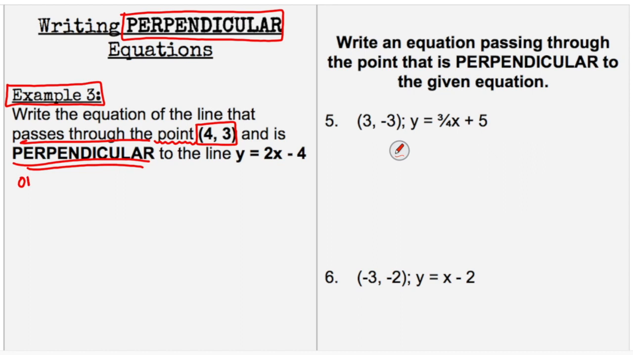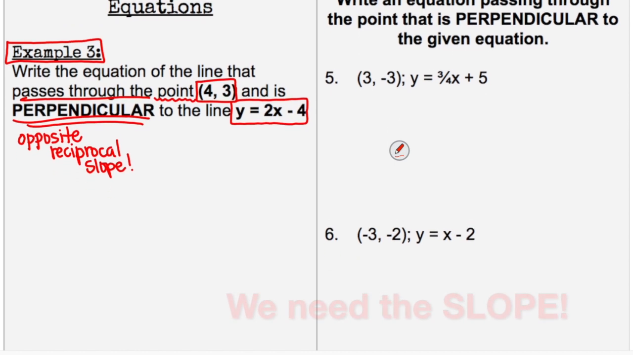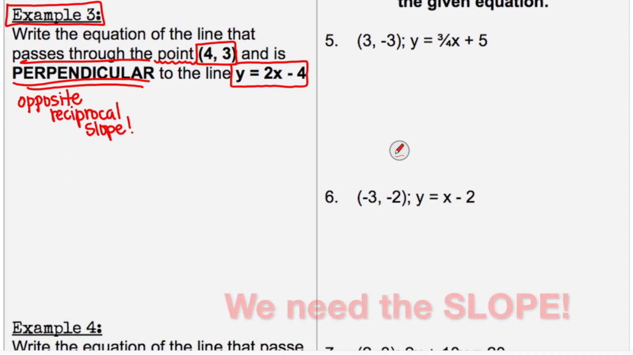We are working with perpendicular this time and not parallel, which means the slope that we need has to be an opposite reciprocal instead of being the same slope. So we're going to be looking for the flipped fraction and the opposite sign of the slope we're given. And in this one, our original equation is y equals 2x minus 4.